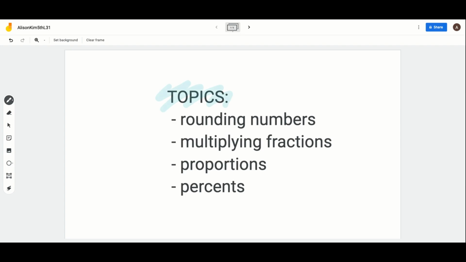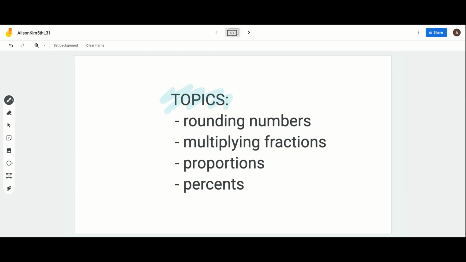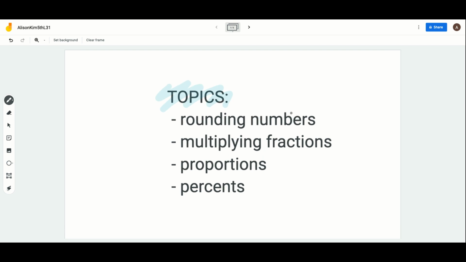Hi, 5th graders. Today's topics are rounding numbers, multiplying fractions, proportions, and percents.